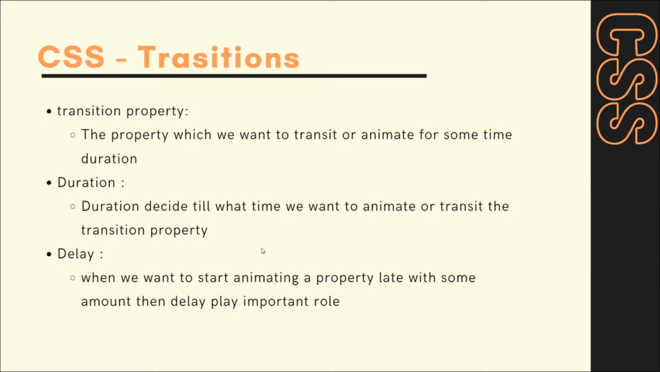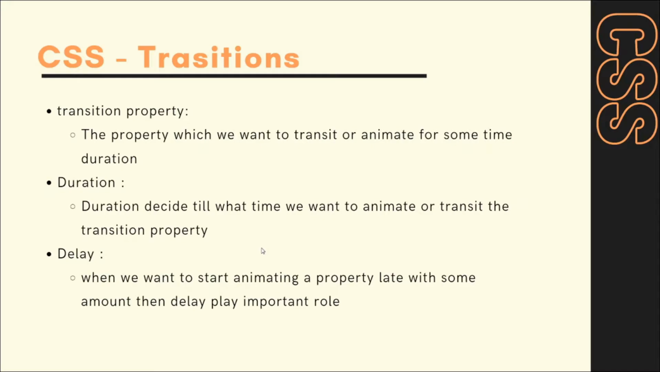So what is transition property? The property which we want to transit or animate for some duration. For example, if we want to animate the width of a container, the height of a container, we want to scale it, we want to rotate it.